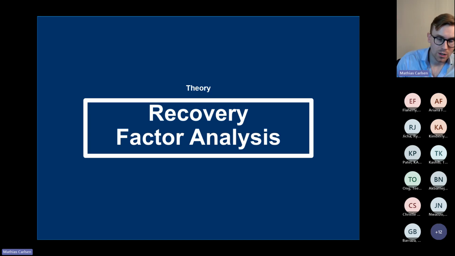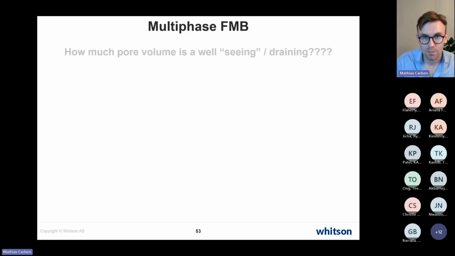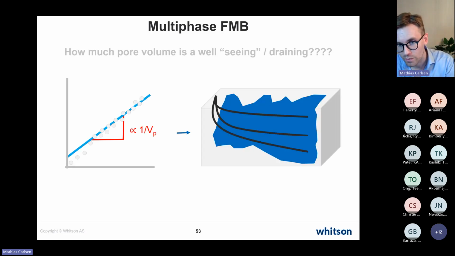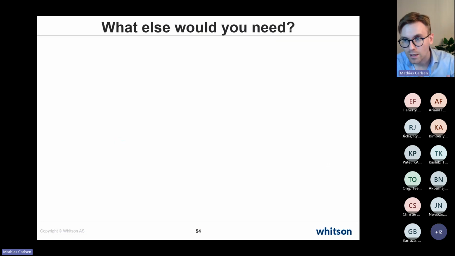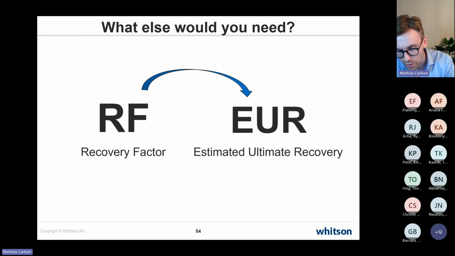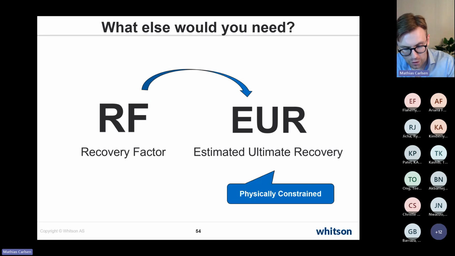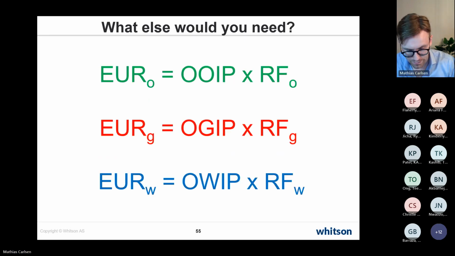So in the theory part, for recovery factor analysis, we know again that the multiphase FMB is only trying to give us the pore volume. We talked about that already, the size of the tank. And what else we need is the recovery factor, that will give us the EOR. And the equations for that are given here. The EOR of oil, that's the concentrated oil in place for oil, multiplied with the recovery factor. Similar for gas, similar for water.